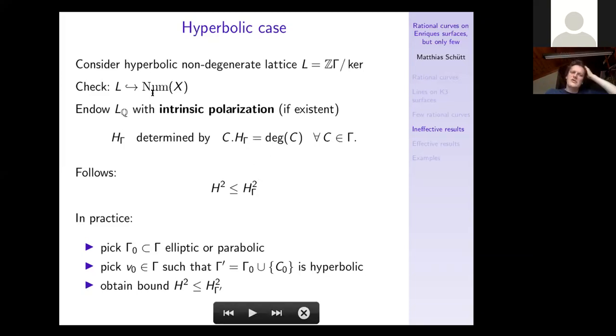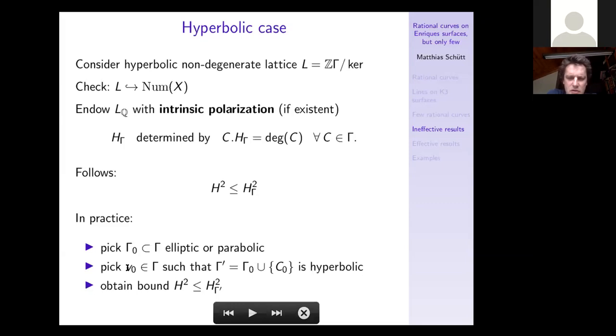But what follows now is L embeds into the Néron-Severi lattice, both are hyperbolic, so the orthogonal complement is negative definite. And this you can use to deduce that the square of the polarization is bounded by the square of this intrinsic polarization. So we get an upper bound for H square. So if you consider some given configuration gamma, this is quite useful. In practice, how do we use this? Well, don't work with your full configuration gamma. Just pick some gamma zero that's elliptic or parabolic, some sub-configuration or subgraph, and then join in one more curve.